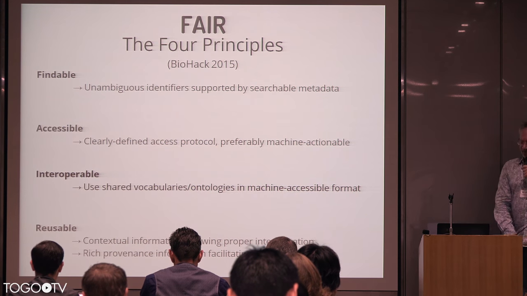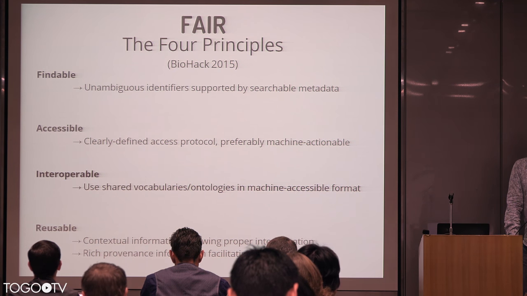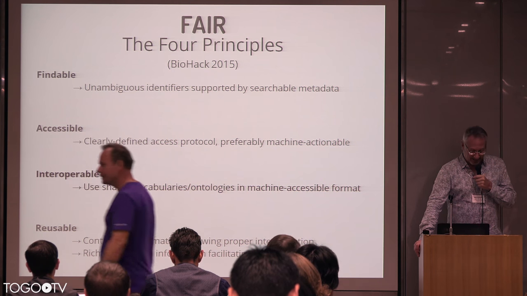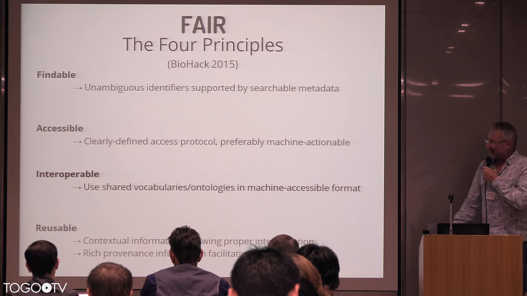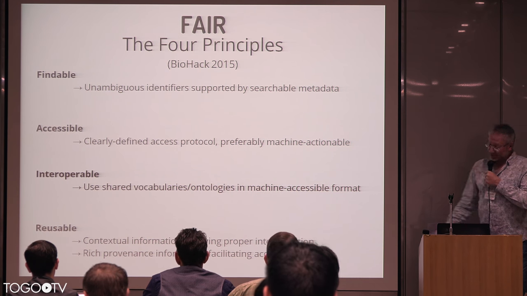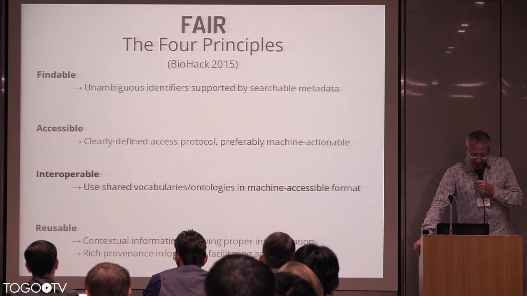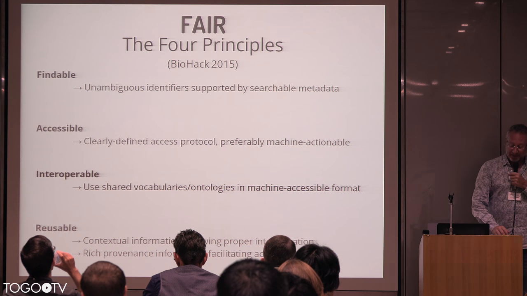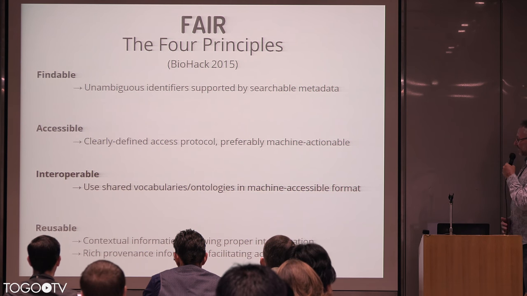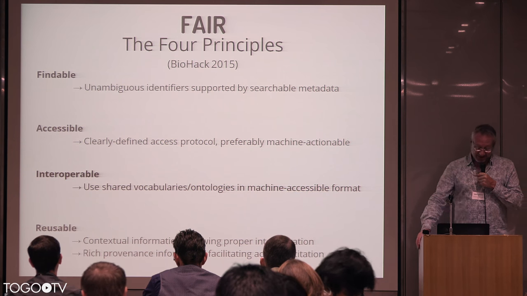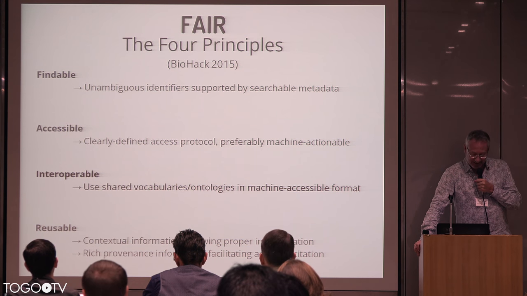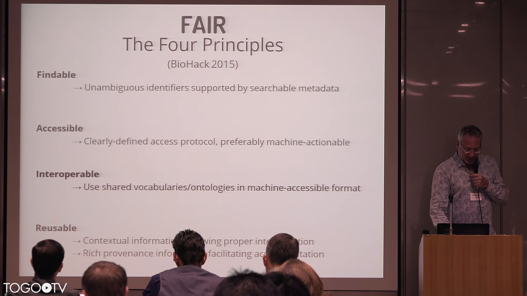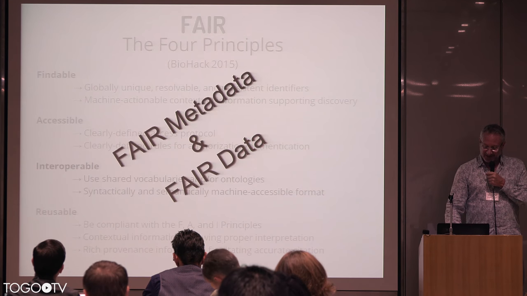So at BioHack 2015, largely driven by Michel de Montier, we finally came up with the final wording of the FAIR principles. The idea is that data should be findable with unambiguous identifiers supported by searchable metadata, should be accessible with a clearly defined access protocol that is preferably machine actionable. It should be interoperable using shared vocabularies in a machine accessible format, and reusable, meaning that it should have sufficient contextual information that you can interpret the data correctly, and rich provenance information to facilitate citation. So that was the primary technical activity at BioHack 2015.